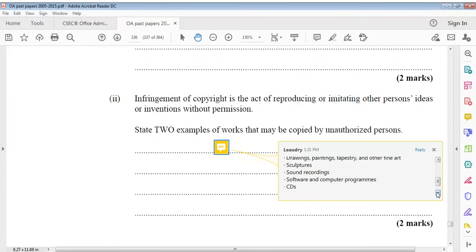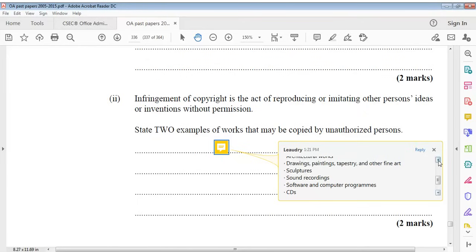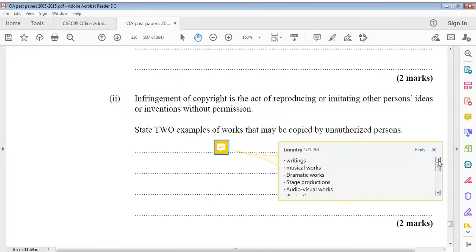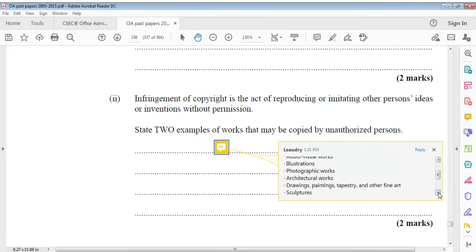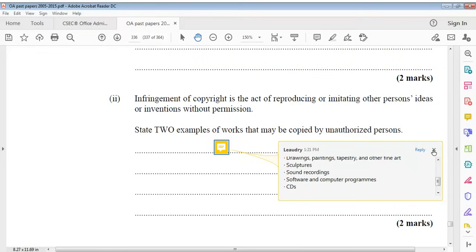So you have a numerous amount of works that you can select from. Numerous, right? So many of them. But you only need to take 2 from these answers. So you could write writings and musical works or whatever 2 you want to select. Any of these answers would be correct. You would get your full marks from CXC.